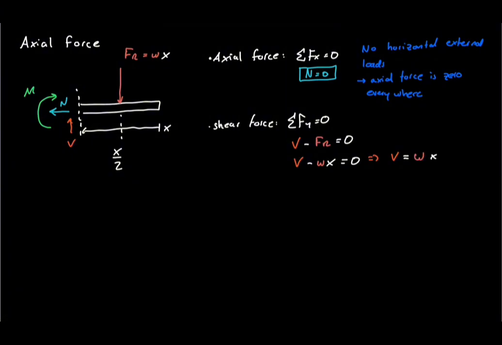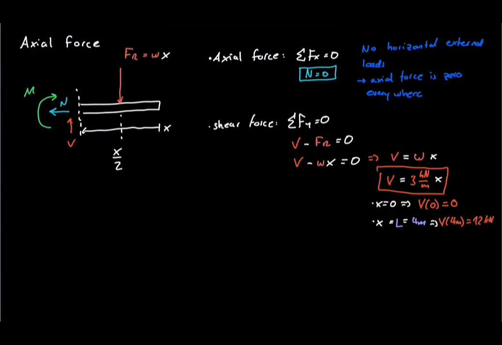Applying vertical equilibrium gives the shear force equal to the equivalent force. Since the equivalent force equals the load intensity multiplied by x, the shear force also equals the load intensity multiplied by x. Substituting the numerical value gives the shear force equal to 3x kilonewtons. At the free end, where x is 0, the shear force is 0. At the wall, where x is 4 meters, the shear force reaches 12 kilonewtons. The shear force diagram is a straight line, increasing linearly from 0 at the free end to 12 kilonewtons at the wall.